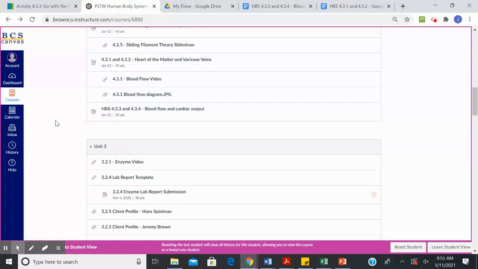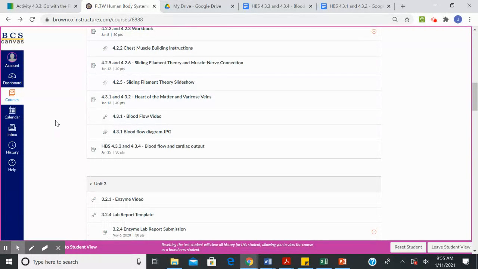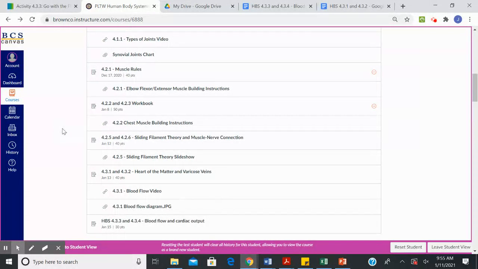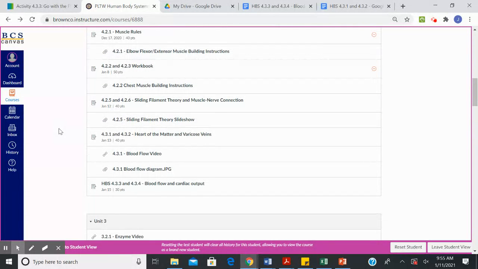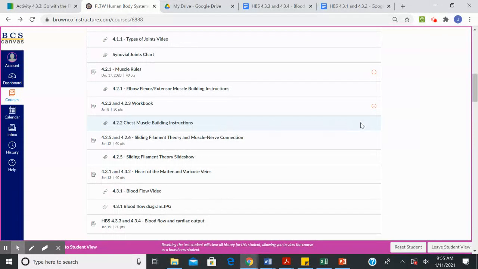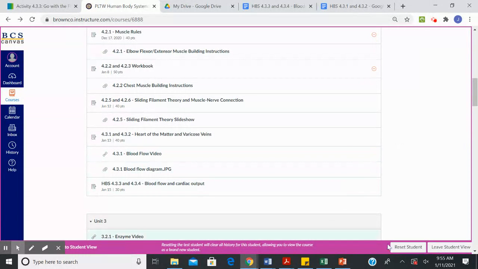So that is all, and then we're going to do a lab later in the week where we test our own pulse points and things like that using a Doppler imager. So that's it, and I'll see you in class.